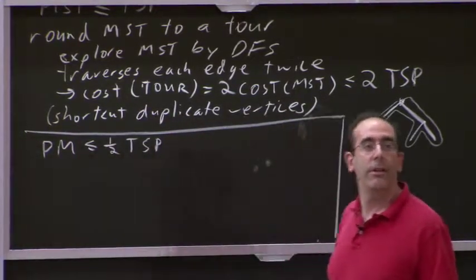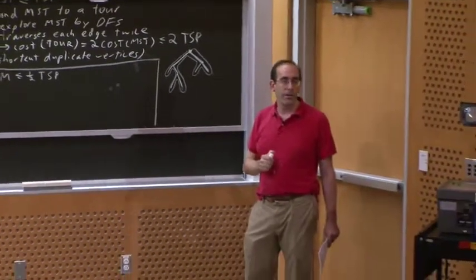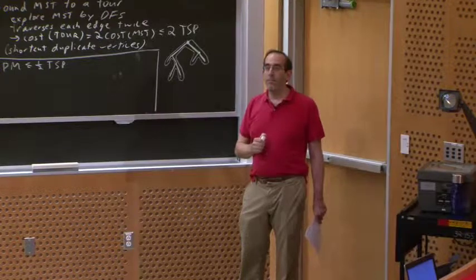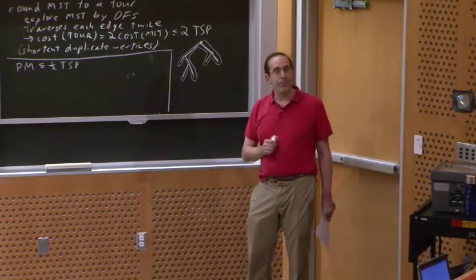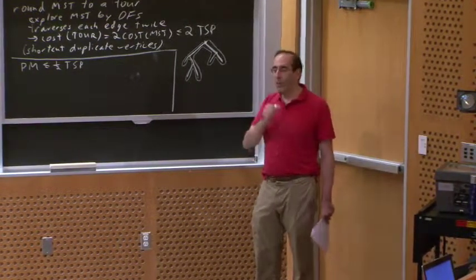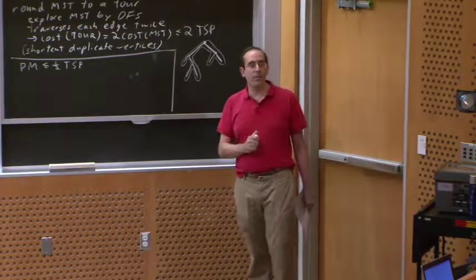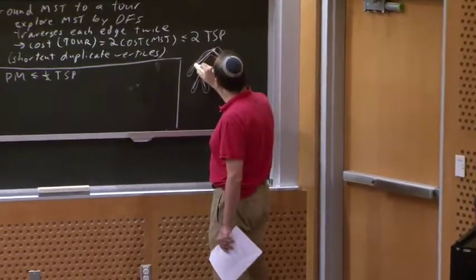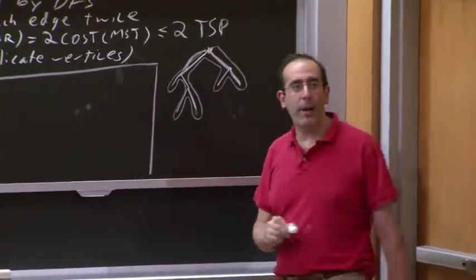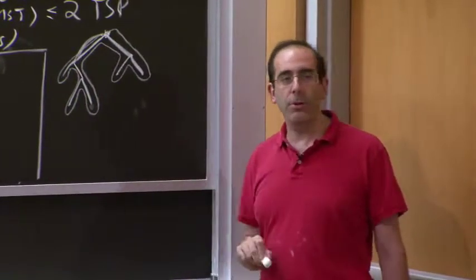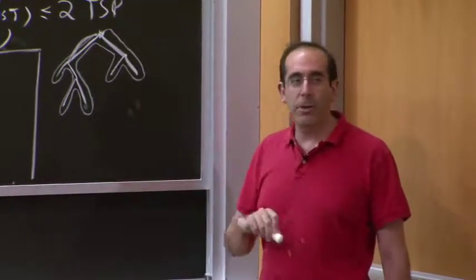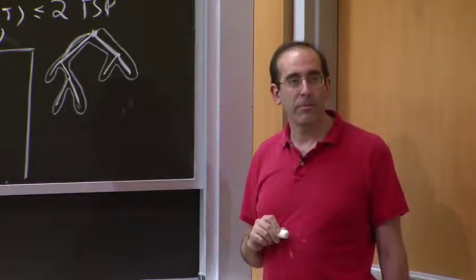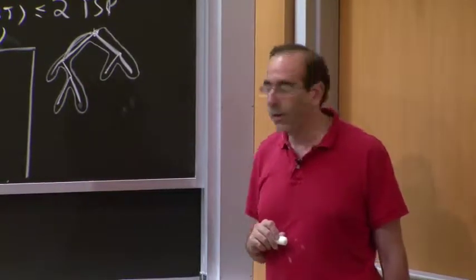Yes? Sorry, question? Well, how do we know that we're not using edges from the minimum spanning tree? It's actually fine if we do. So suppose that my matching includes an edge from the minimum spanning tree. The way to think about that is that I've just put another edge here. So now I have two parallel edges, each of which can be traversed once. Does that make sense? Okay.